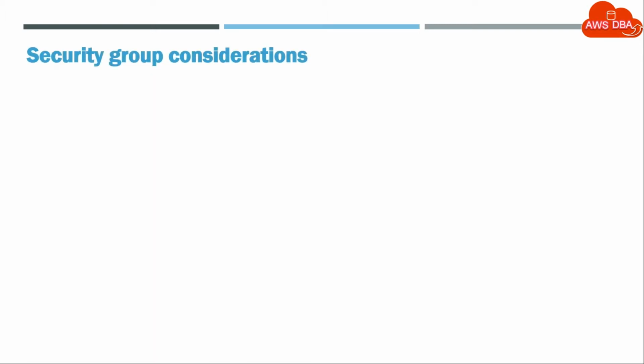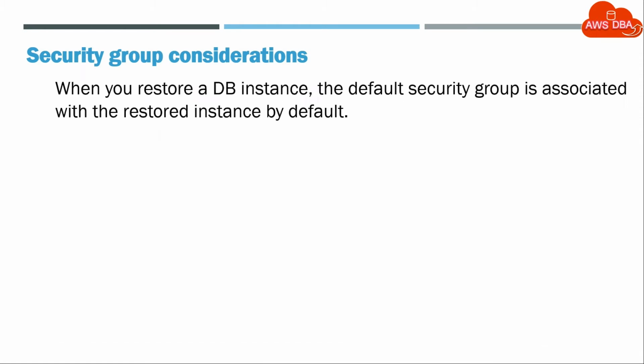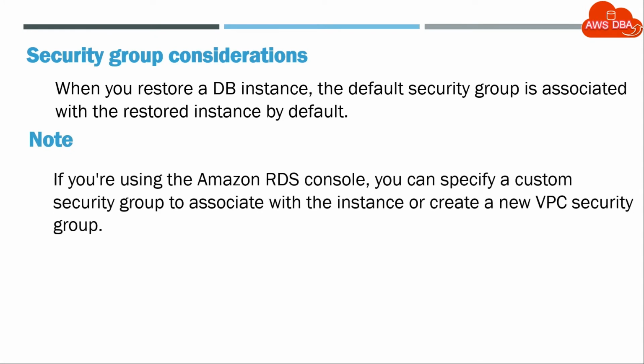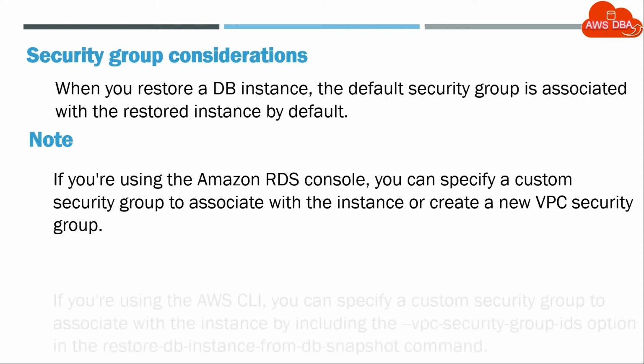Security group considerations. When you restore a DB instance, the default security group is associated with the restored instance by default. Note: if you're using the Amazon RDS console, you can specify a custom security group to associate with the instance, or create a new VPC security group.